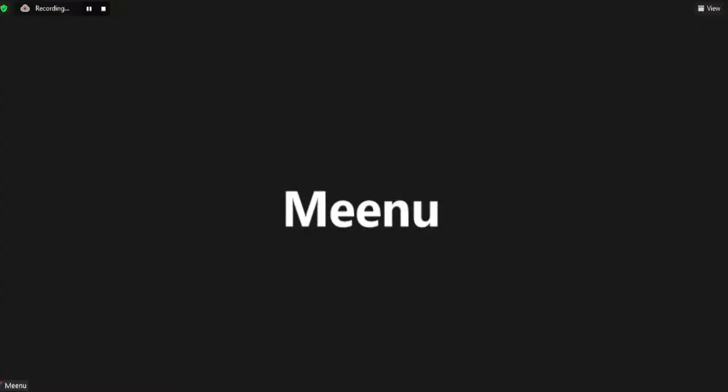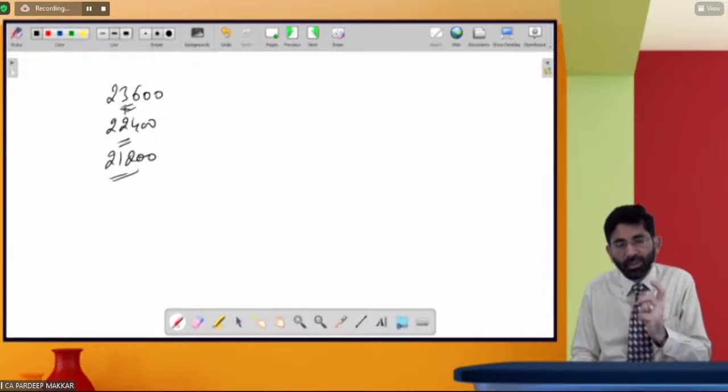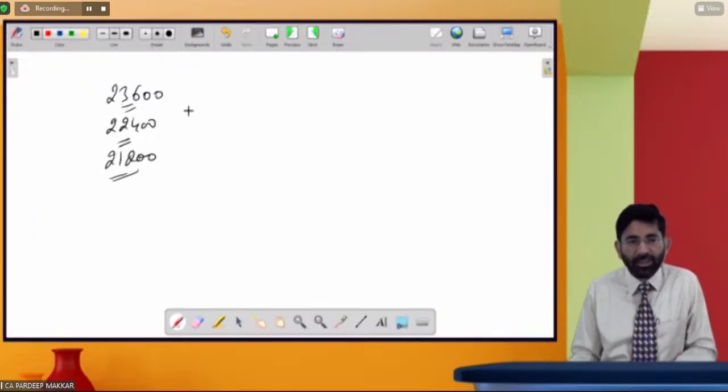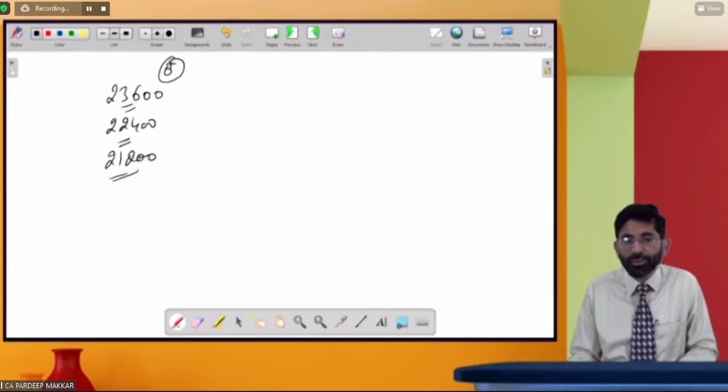23,600, 22,400, and 21,200. Now this is mathematics. Again, just understand the mathematics. This is the HP price of installment. This is not the CP price of installment. I am interested to get the CP from this HP price. Interest is given to you 6%. How to get it?